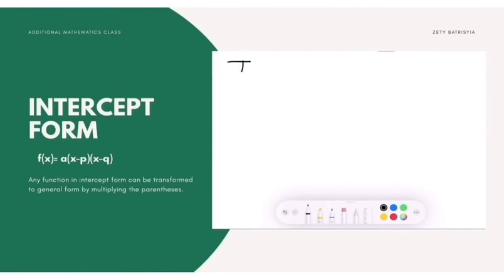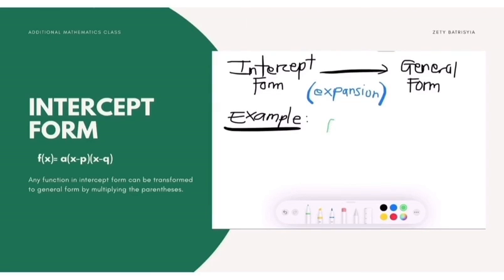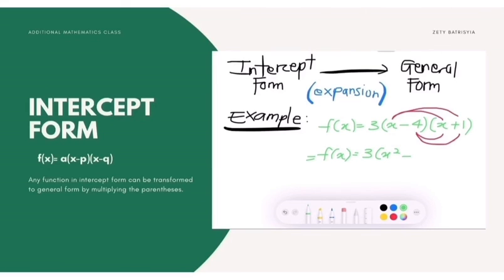Okay, as we all know, intercept form can be transformed into general form by expansion or multiplying. For example, given f(x) equals 3(x minus 4)(x plus 1). So we have to expand it and multiply. The answer will be f(x) equals 3(x to the power of 2 minus 3x minus 4). The final answer will be 3x to the power of 2 minus 9x minus 12. You got yourself an answer in general form.